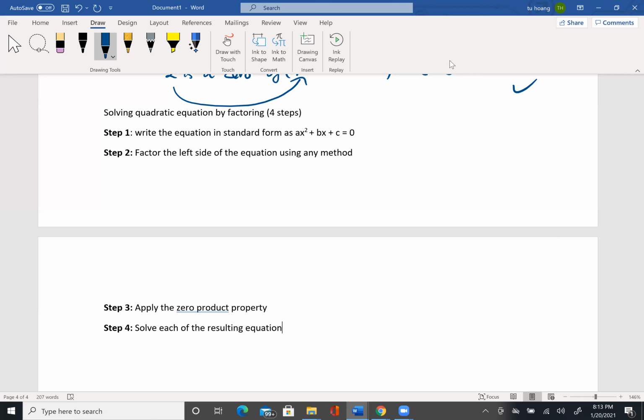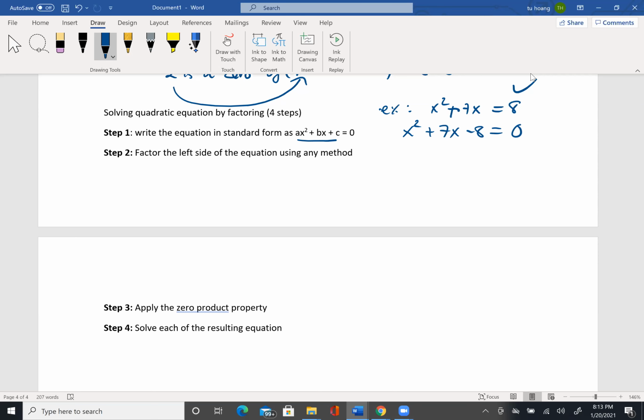Okay, so let's do an example. I have, say, x squared plus 7x equal to 8, right? So I know that if I subtract both sides, I want to make it look like standard form. I'm going to have x squared plus 7x and then minus 8 on both sides to get the right-hand side to become 0, right? So I have the standard form.